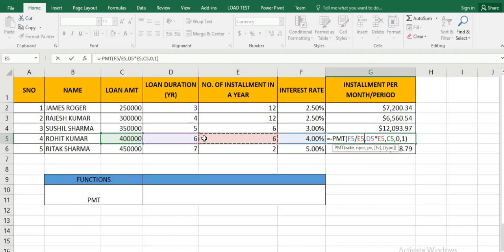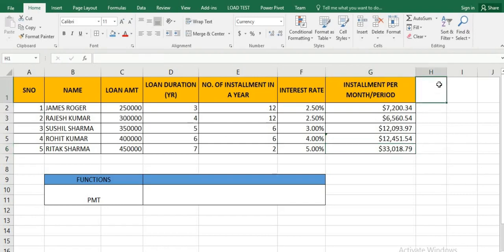In 1 year he gives 6 installments, but in 6 years he has to give 6 into 6. So it's 36 installments in 6 years. Then we have the amount of 4%, then 0 and 1. So what will the amount be? 12,000. So in this way we have to find out PMT, and it will save you a lot of time. How do we cross check whether this is correct or not?